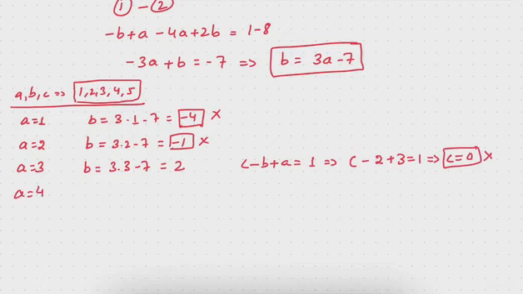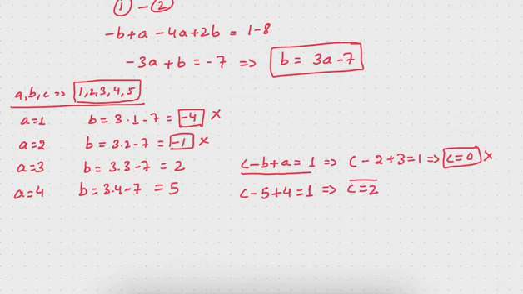So let us see what happens when a is 4. When a is 4, this will be 3 into 4 minus 7. That is 3 into 4 is 12 minus 7, hence b is 5. And using this equation again, we identify the value of c. So this comes out to be c equals 2. So yes, c can be 2, b can be 5, a can be 4. This is a possible solution because all these values come from 1, 2, 3, 4, 5.